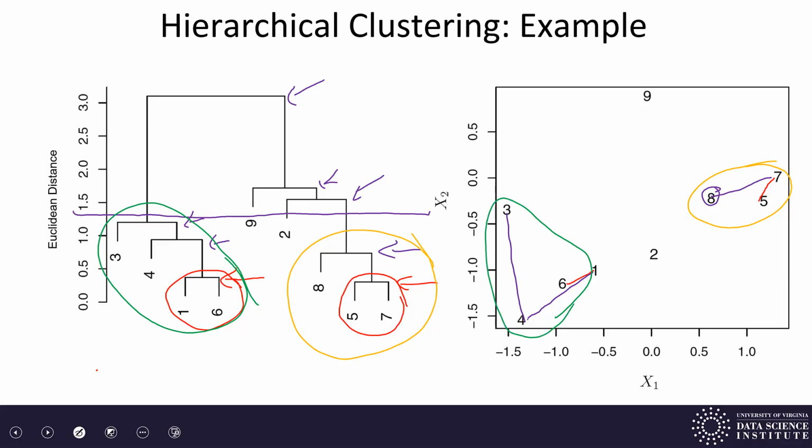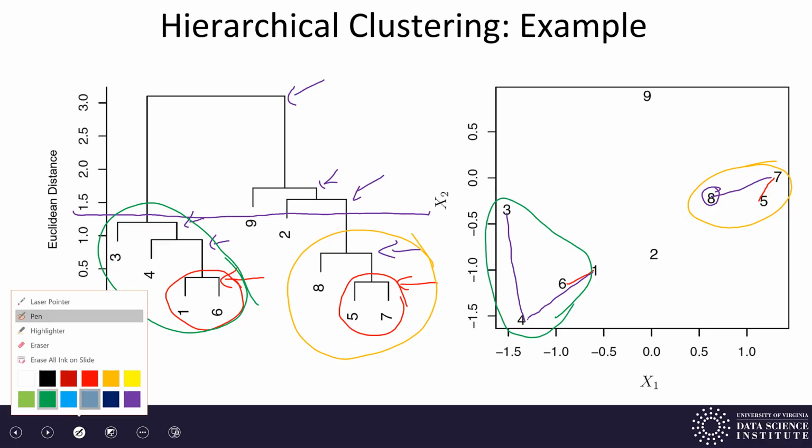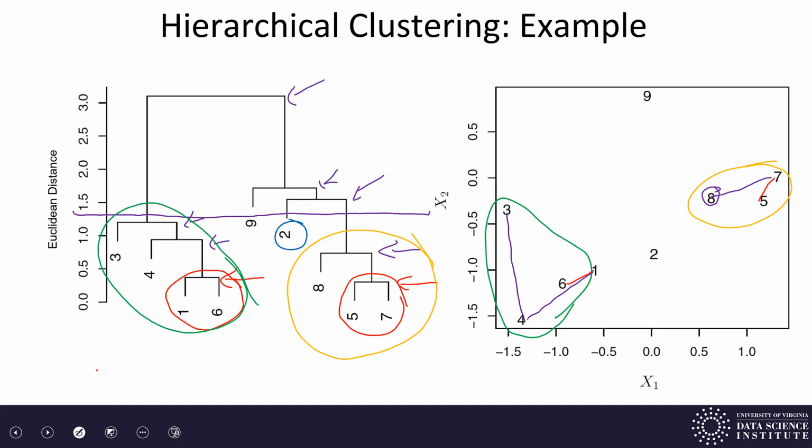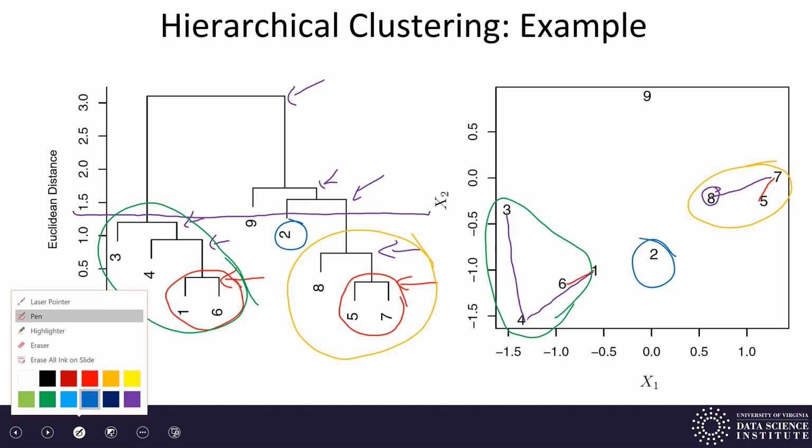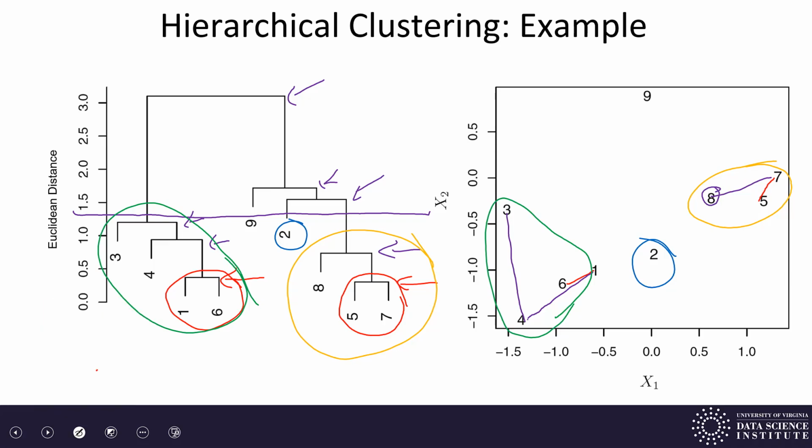And then I have the 2 as a cluster by itself. And then what haven't I used for colors? Maybe this light green would be the 9, and that would be a cluster.